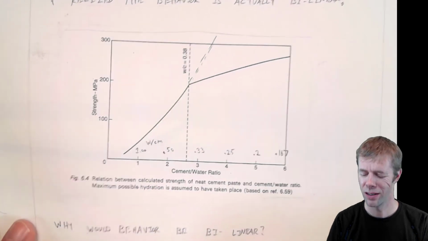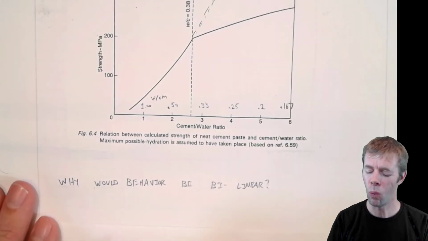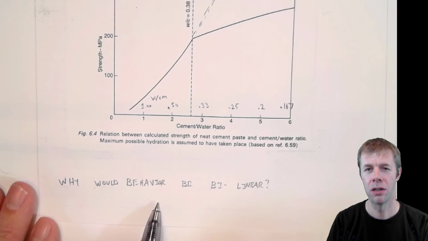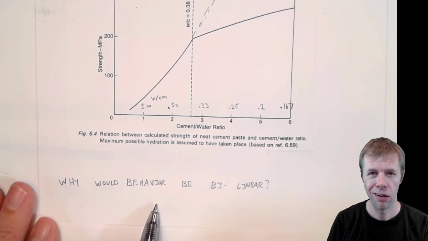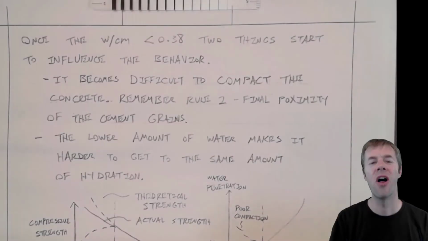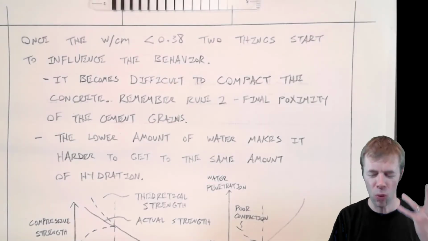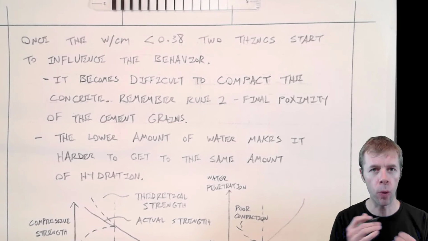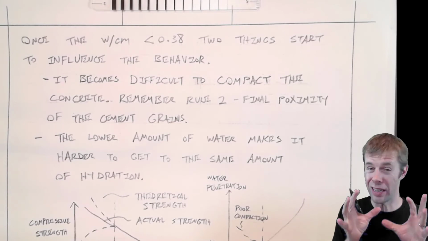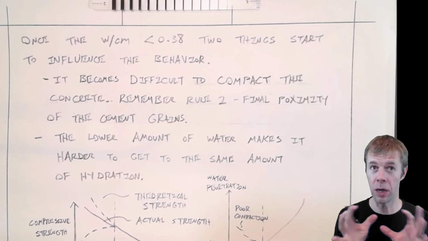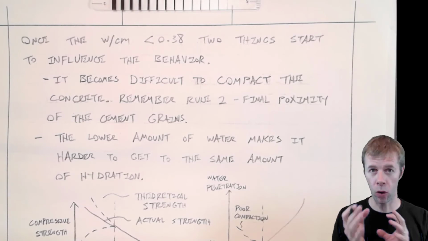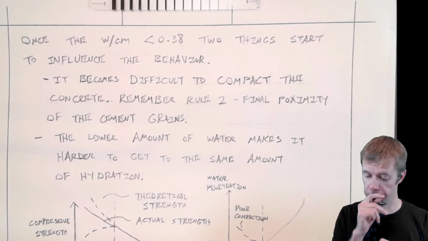What? Why would this behavior be bilinear? Why does this happen? Let's get back to that question. So once the water cement ratio drops below 0.38, and realize that 0.38 is not some magical number, all right? It's a roundabout close number to when this stuff starts to happen.